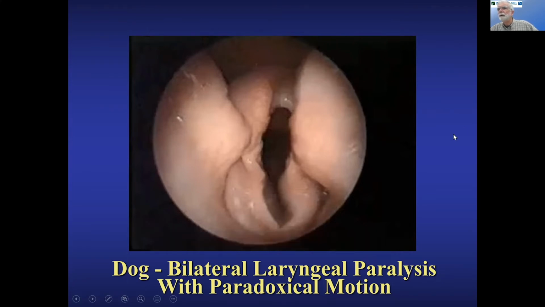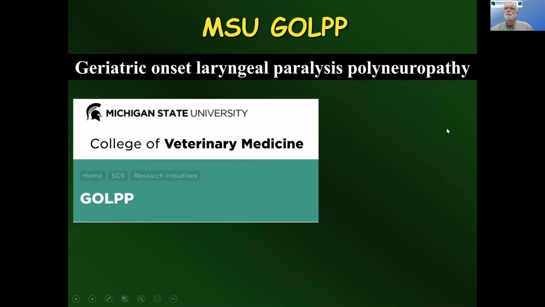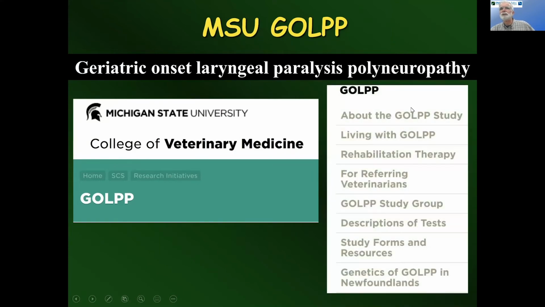Okay. Not going to talk about GULP. We know what that is. There's a great website that talks about various things for owners and veterinarians to be able to do rehab therapy, referring how to do these tests and things. So the geriatric onset laryngeal paralysis polyneuropathy, GULP, is a mouthful.